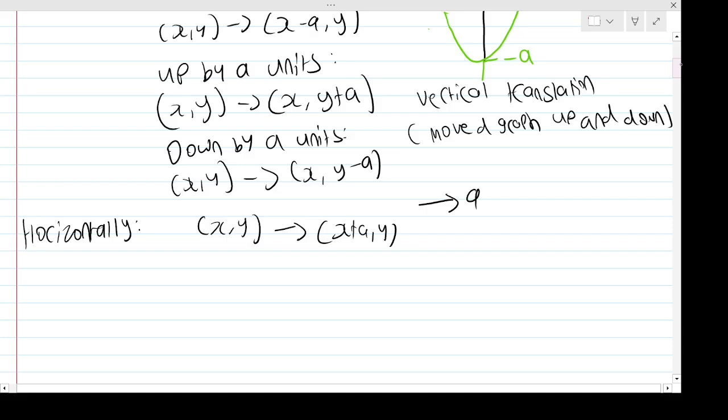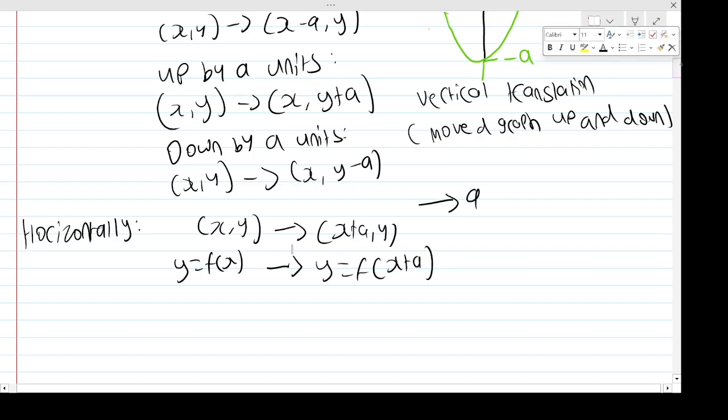I already said I want to have a function expression for the new curve. Okay, so our original curve was y is f of x, right? Any curve at all, f of x is applied to any curve. Okay, well then what happens if I plug in the new input? If I then plug in the new input, I get y is f of x plus a, right? Because the input is now x plus a, not x.